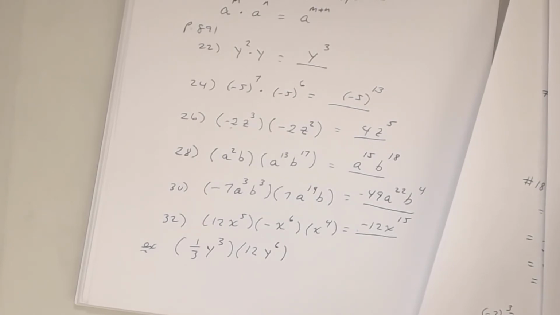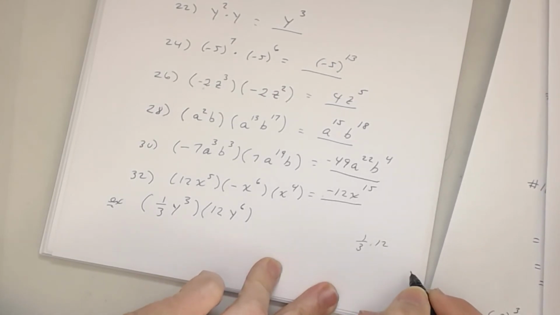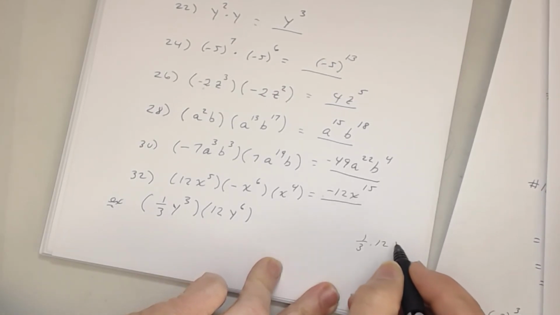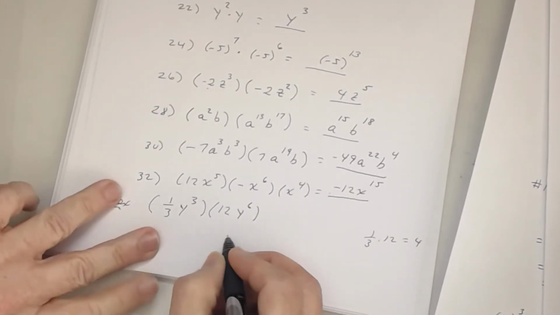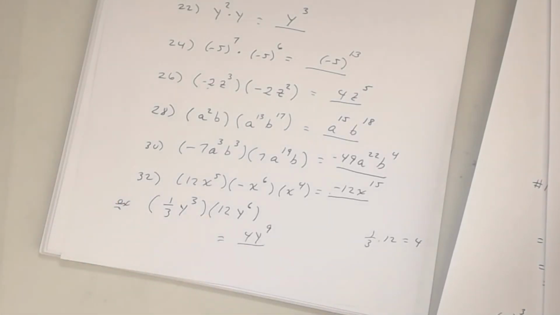All right, what's the coefficient of the first one? 1/3. Coefficient of the second? 12. Okay. So you're saying 1/3 times 12, right? What's 1/3 times 12? 4. Good. So my answer is going to be 4, what? Y to the 9th. All right, and so that's all that part was. So part B, you can now do. That's part B. Okay, so that's the product rule.